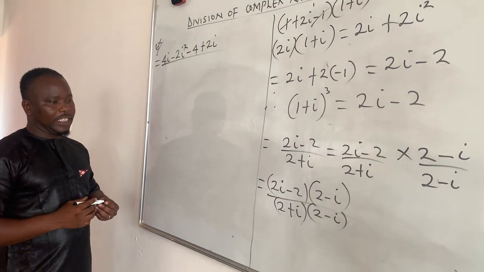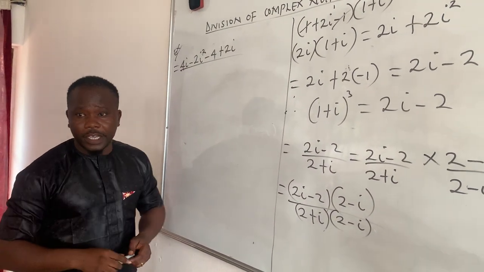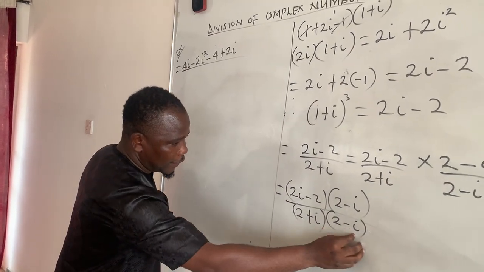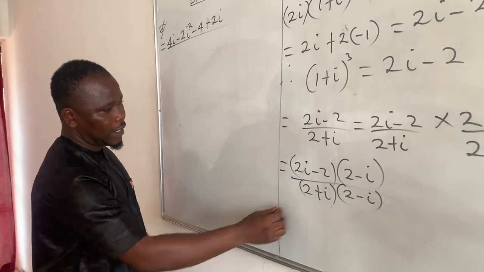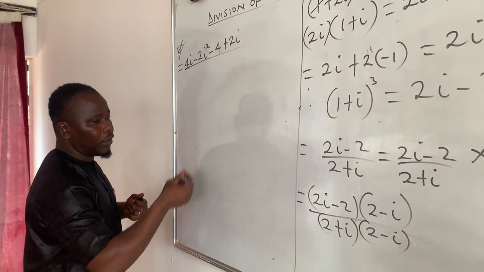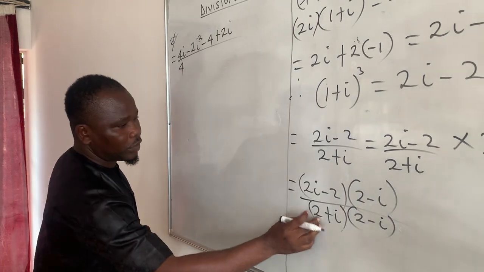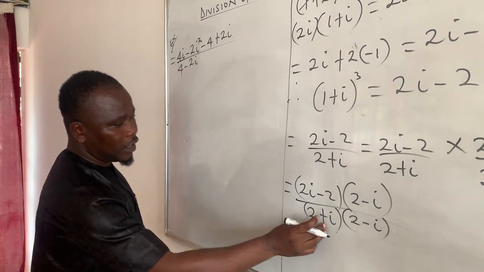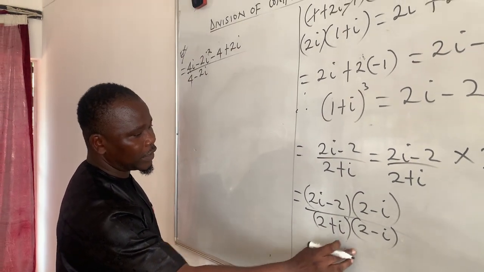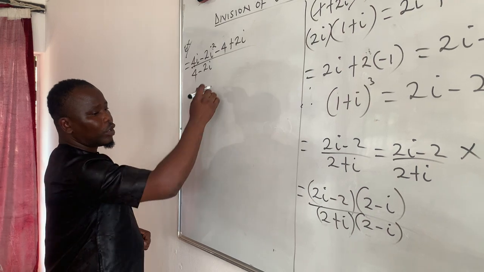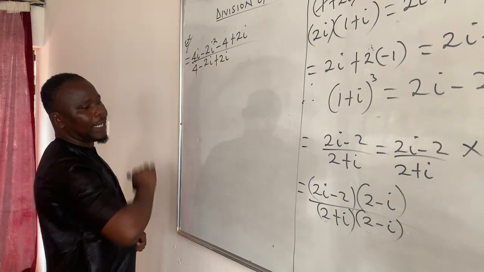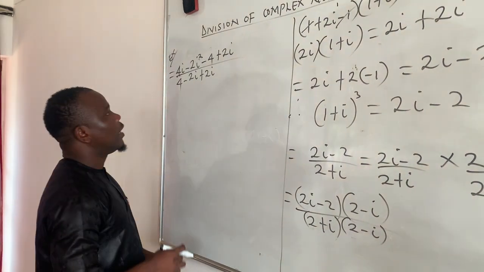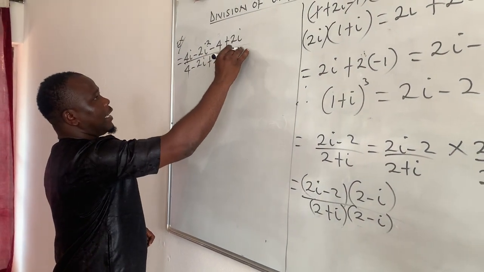Let us look at the denominator. We are going to use these 2 to multiply out these brackets. 2 times 2 will give us 4. Then 2 times minus i will give us minus 2i. And we have here plus i times plus 2 will give us plus 2i. Then plus i times minus i will give us minus i squared.